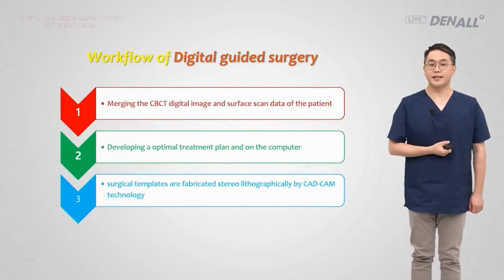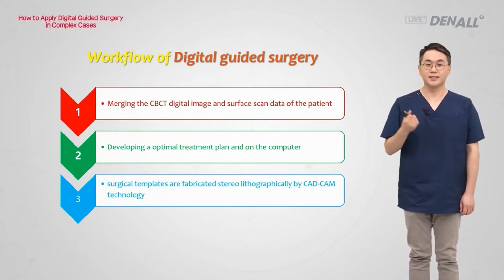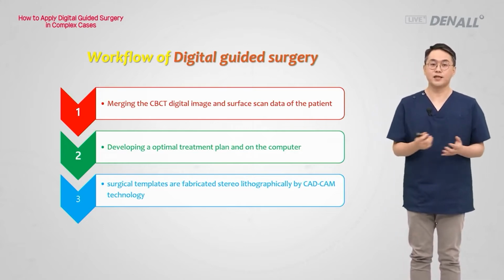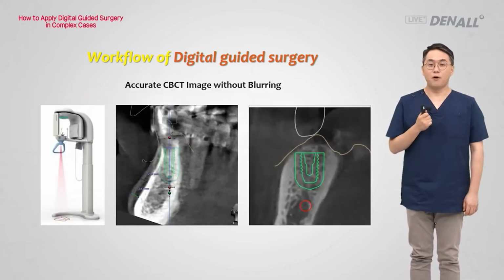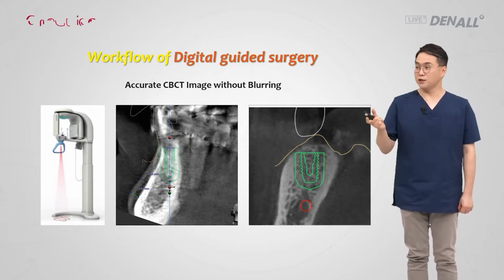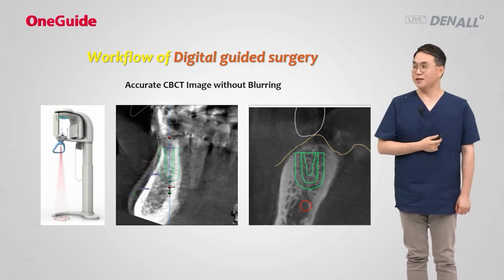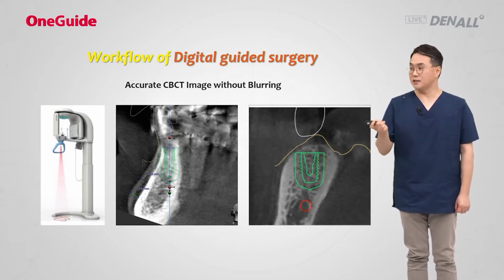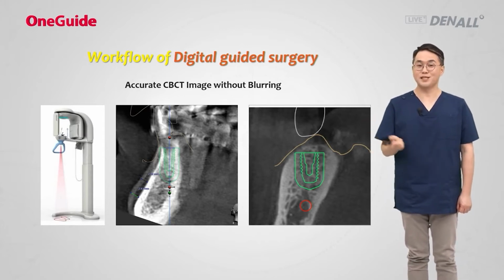As I talked about the workflow in the first lecture, number one is merging. No matter how well the CT or the impression or intraoral scanning has been done, if you do the merging wrong, everything will go wrong. In order to do the merging properly, we need to take the CT data properly. There are two sorts of images. Which one is better? The middle one is not an accurate image. During the CT taking, the patient moved, therefore 2 millimeter or more blurring has occurred.